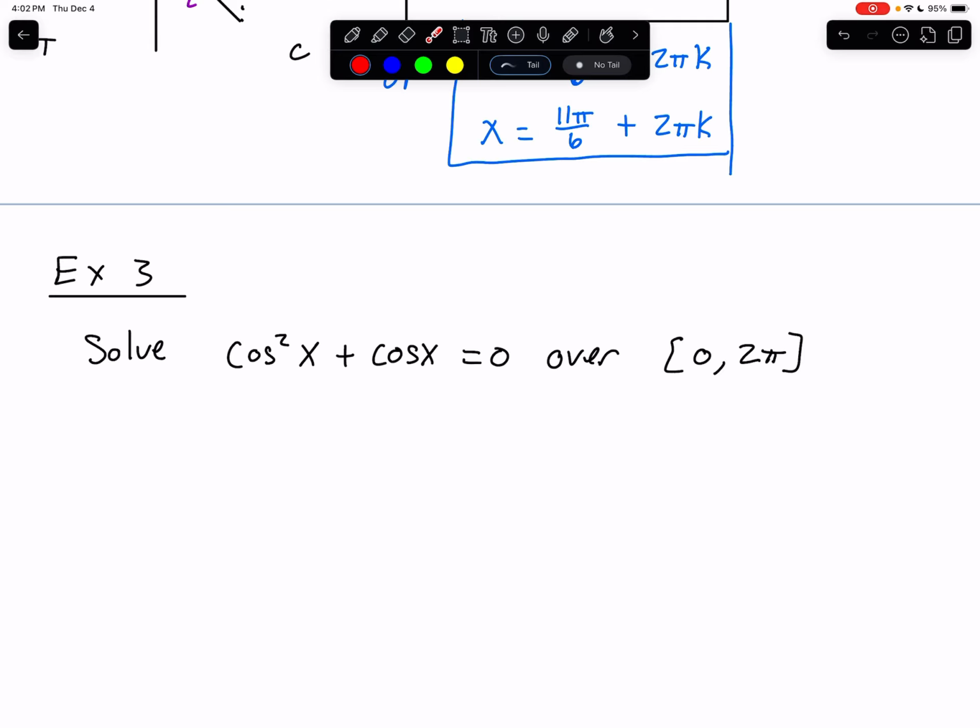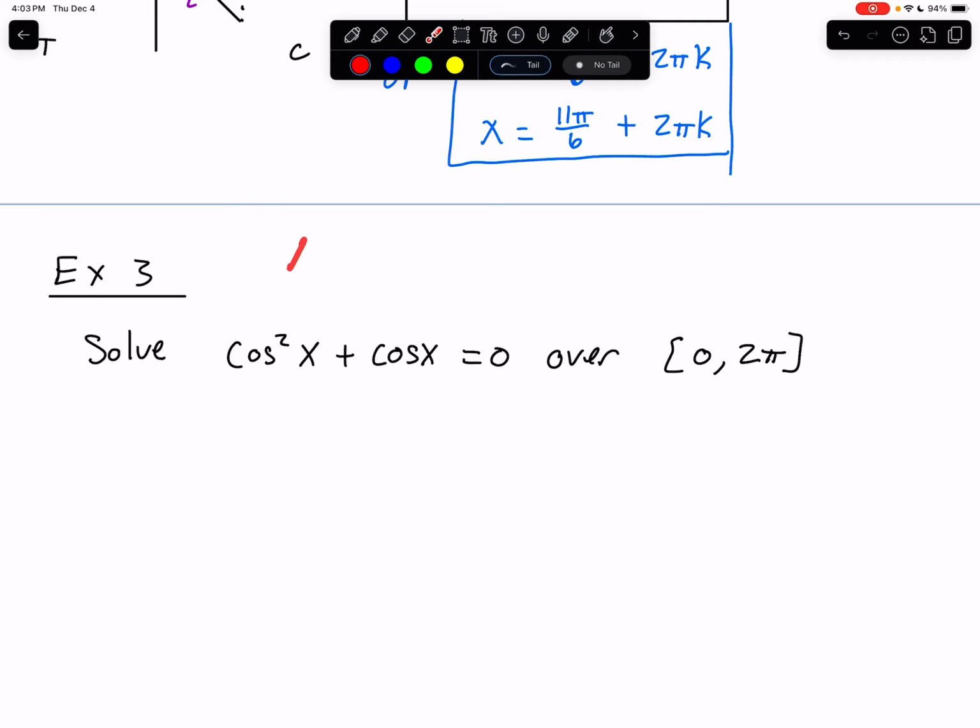Okay, so let's think about how I'm going to solve this. The first thing I notice is that at the moment, it's going to be hard to get cosine by itself. If I try subtracting this cosine x over, that's not really going to help me out a whole lot because I'm still going to have a square right there. So what I can do instead is factor. Sometimes there can be some factoring involved.